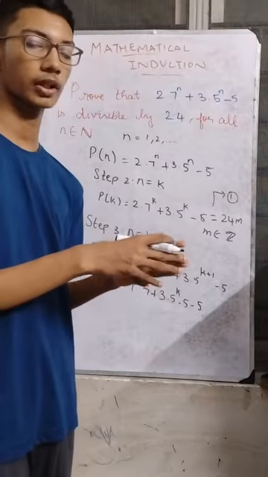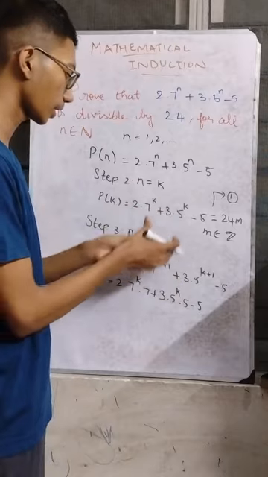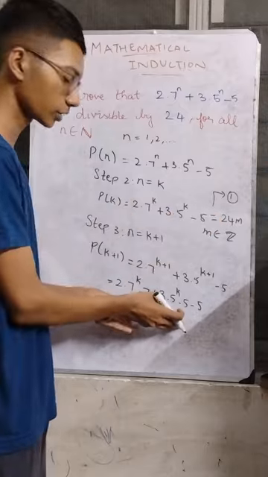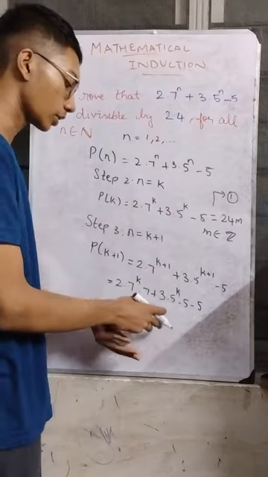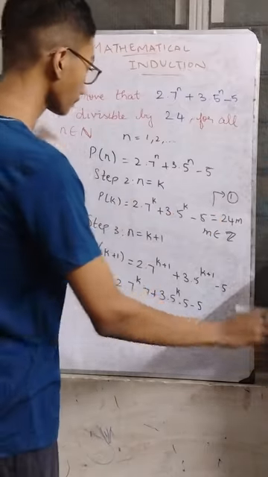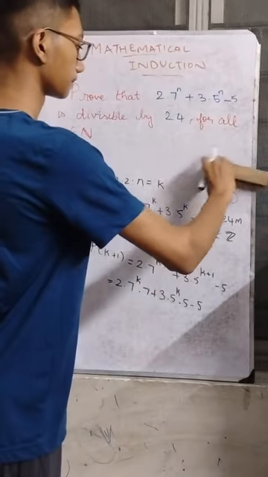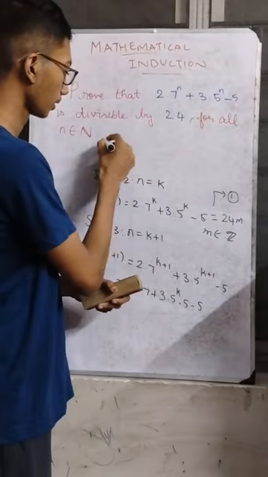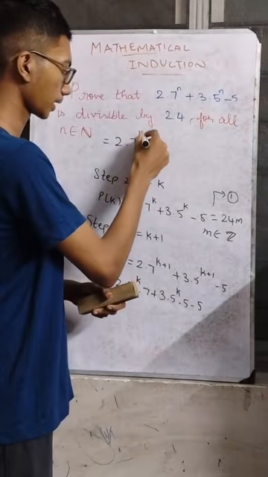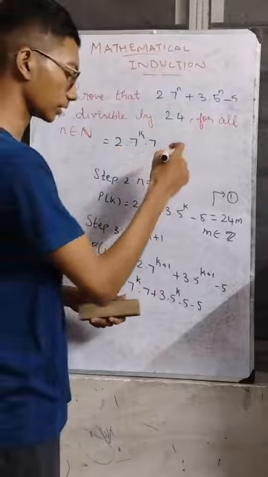So now here comes the manipulation part. We need to get the expression we have here somehow in this expression. So how do we do that? What we can do is, 2 times 7 power k times 7, leave it as it is.